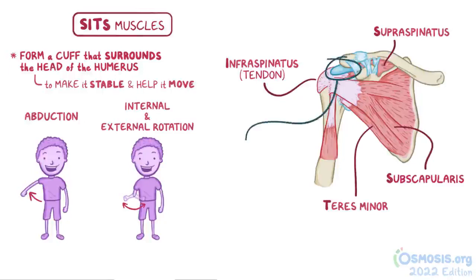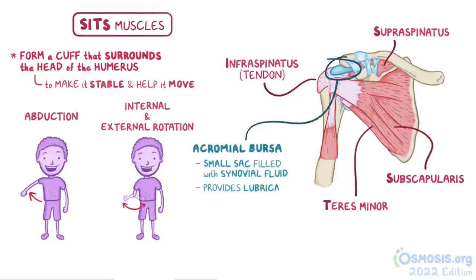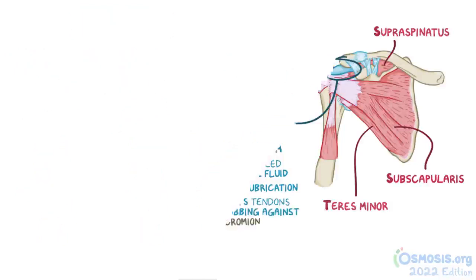Below the acromion lies the acromial bursa, which is a small sac filled with rubbery synovial fluid that provides lubrication and prevents the rotator cuff tendons, especially the supraspinatus tendon, from rubbing against the acromion as the joint moves.